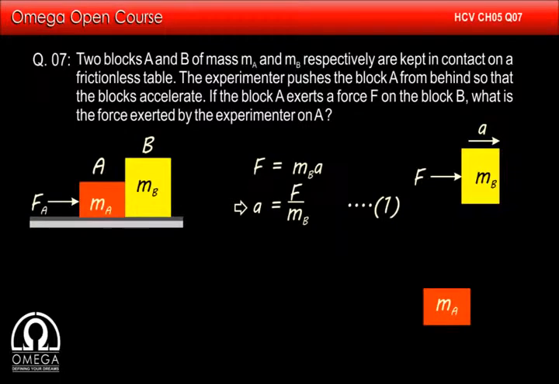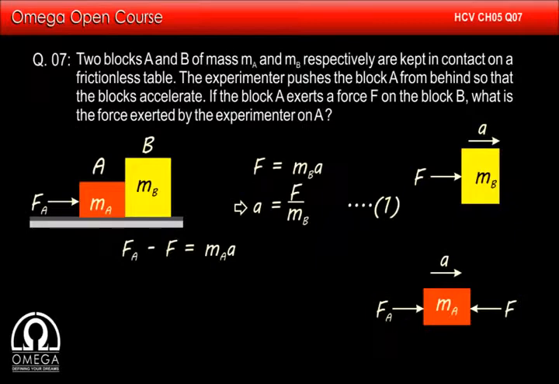Now let us draw the free body diagram of block A. The experimenter is pushing the block with some force. Let that force be Fa. Since block A is pushing block B with force F, its reaction will act on block A in backward direction. When block A is pushed, both the blocks will move together. Therefore, the acceleration of block A must be same as the acceleration of block B. Net force in horizontal direction must be equal to its mass into acceleration.